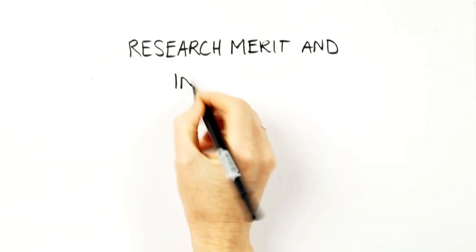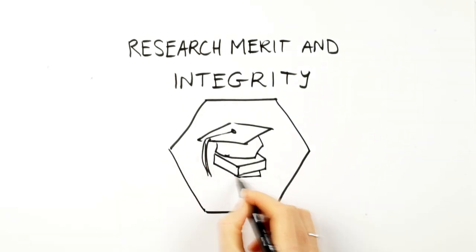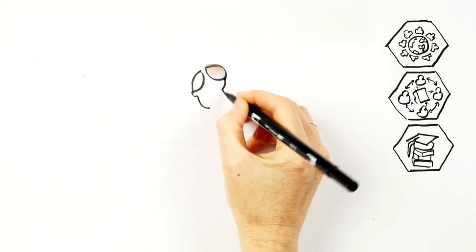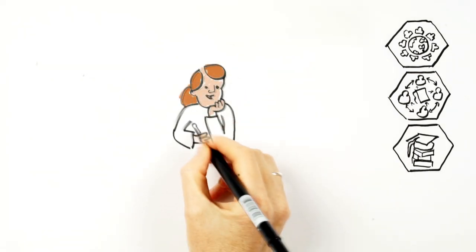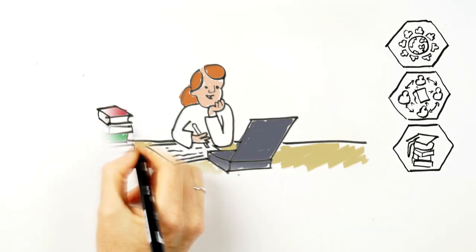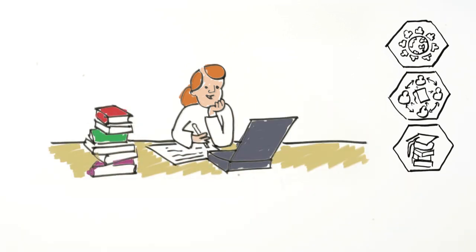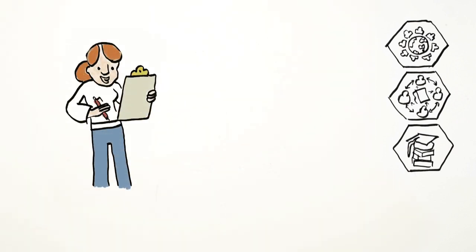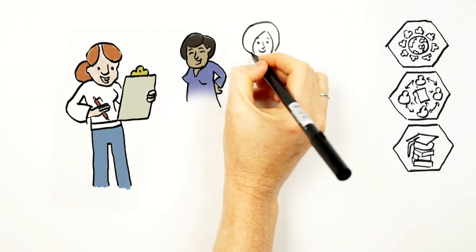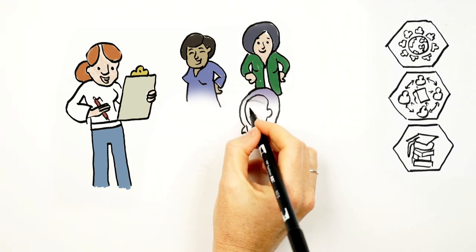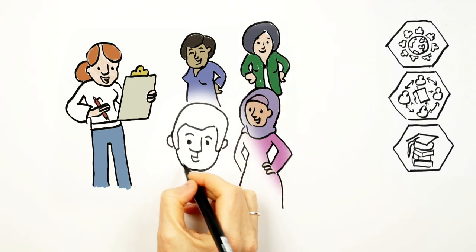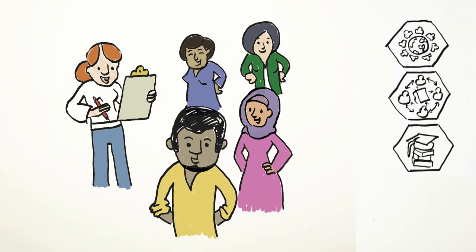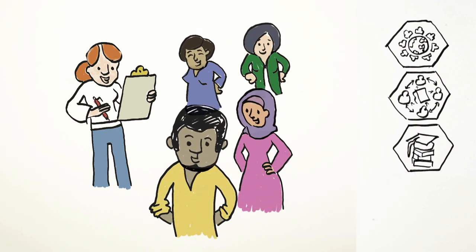Principle 3 is research merit and integrity. Research merit and integrity means that researchers need to be experienced and competent. Also, the research must be well designed, carefully planned, and the process, outcomes, and benefits of the research are clear to all involved.